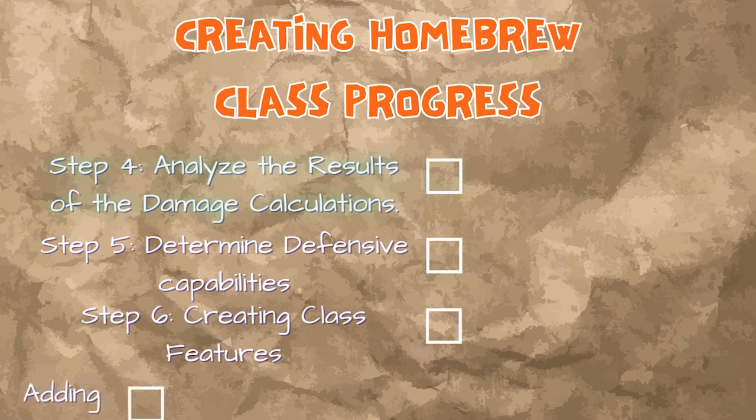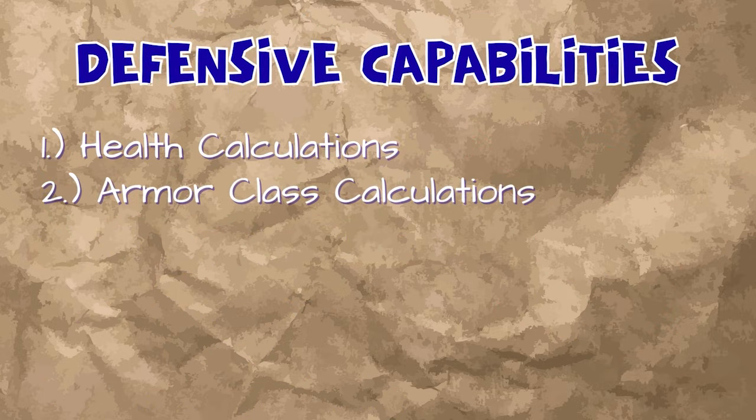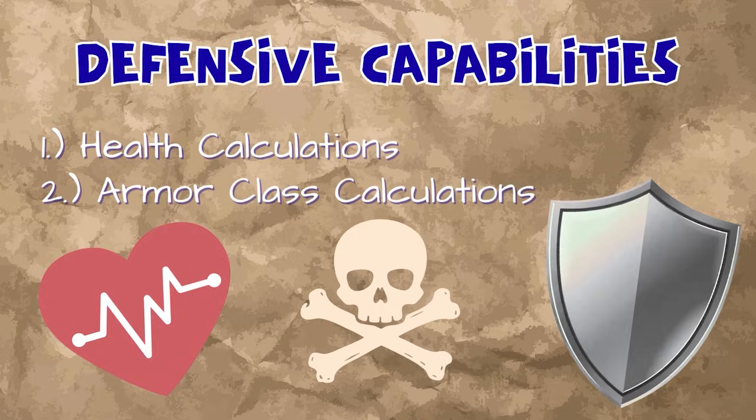But let's put a pause on that for now and talk about the defensive capabilities of our theoretical balanced homebrew class. For our defensive features, we only really need to consider AC and health for right now. These are pretty self-explanatory.